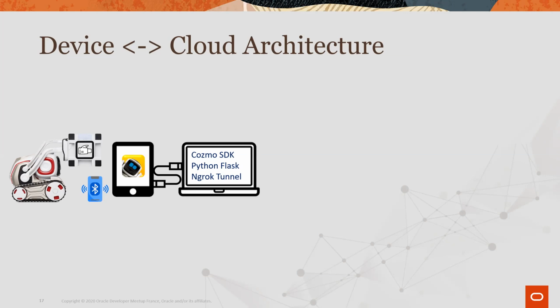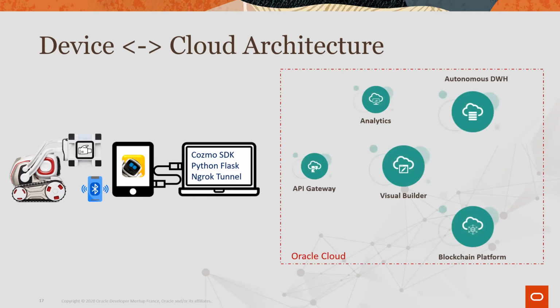And with the communication of an SDK and some Python code, we communicate with the robot and have set up a tunnel. And in the cloud, we have some components. The most important things that I will go through are Visual Builder, blockchain platform, and autonomous data warehouse a little bit. Besides that, we have two other cloud services here, Analytics Cloud and API, the new API gateway. In our autonomous data warehouse, we have stored all the information from the parts that are available. We have the type, the part, and also information like manufacturer, for example. So it's the master data, which you can usually find in a PIM system.